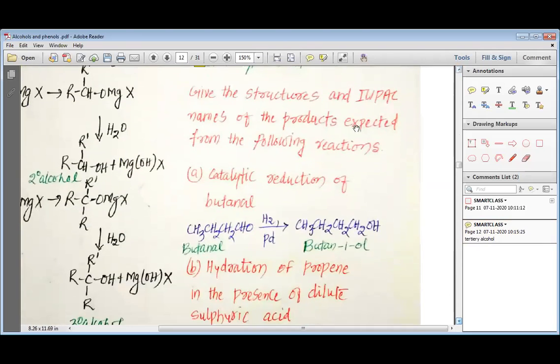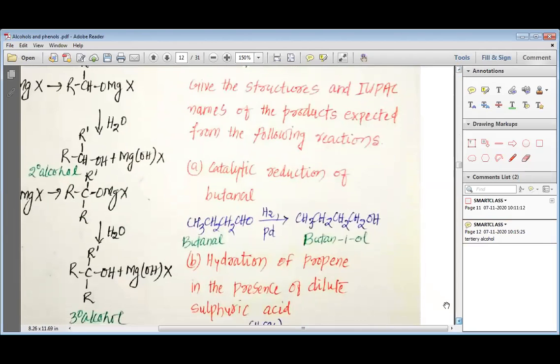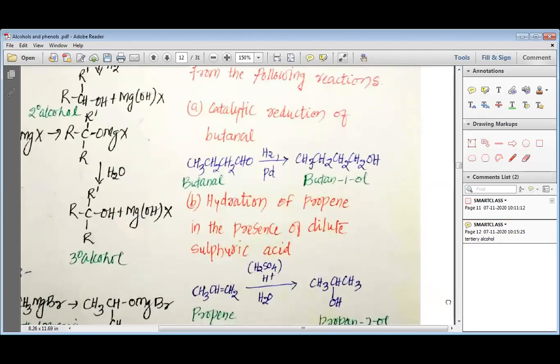Now next, give the structures and IUPAC names of the product expected from the following reactions. Now, my dear students, we are going to solve some of the in-text questions. Catalytic reduction of butanal. You can take butanal, 1, 2, 3, 4 carbon, CHO, that is butanal. You allow it to react with hydrogen in the presence of palladium catalyst. You get butan-1-ol, CH3CH2CH2CH2OH.